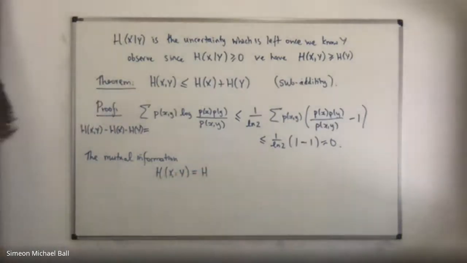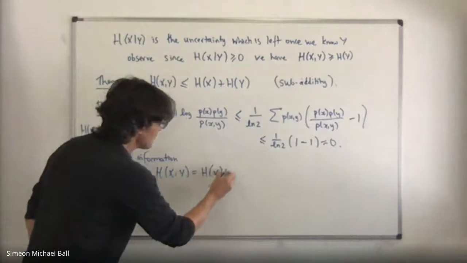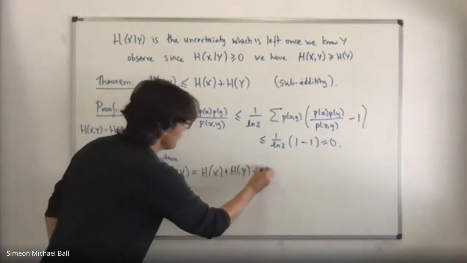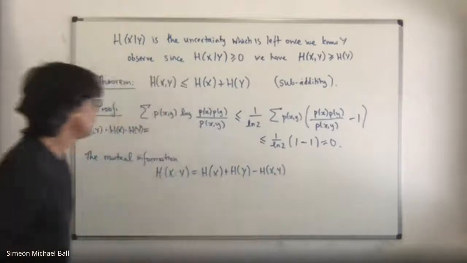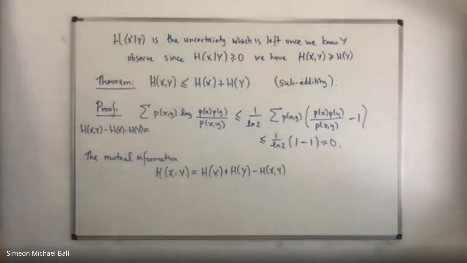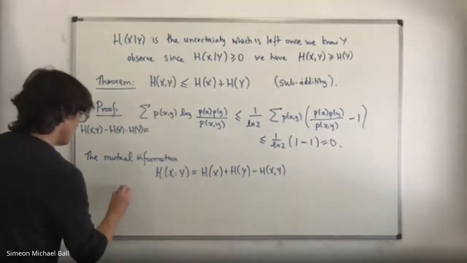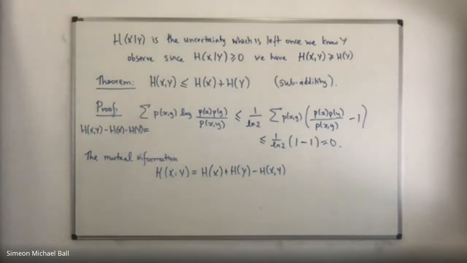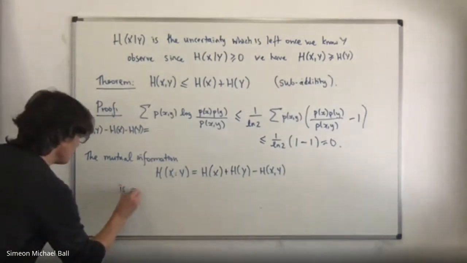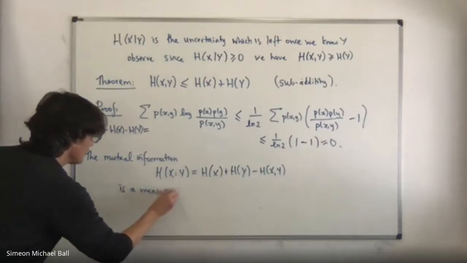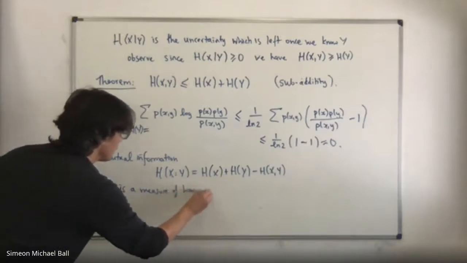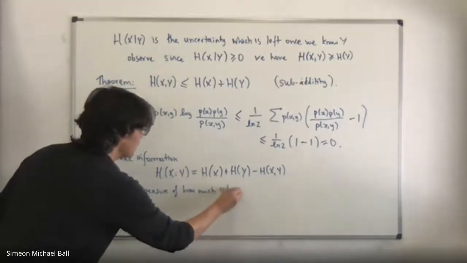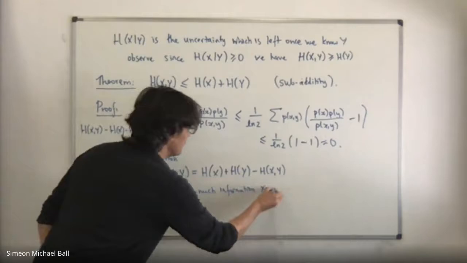Which is going to be the sum of these two entropies minus the joint one, which, as we've just seen here, is something positive. Okay, so that's proving that this is positive. And this measures, well, it's a measure of how much information x and y have in common.